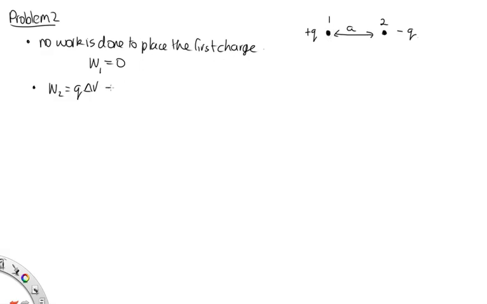So this is equal to, okay, now this Q here is the negative Q, it's the charge that we're placing, so this is minus Q, and then we've got to multiply it by the voltage which is created by the electric field of this charge here. So this is Q over 4 pi epsilon naught, and then the distance is A. And so this is equal to minus Q squared over 4 pi epsilon naught A.